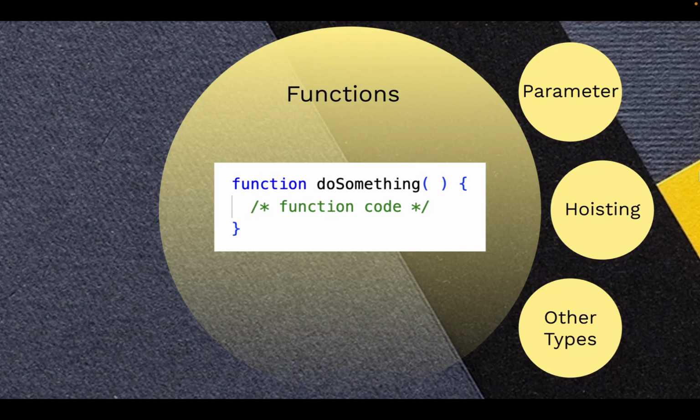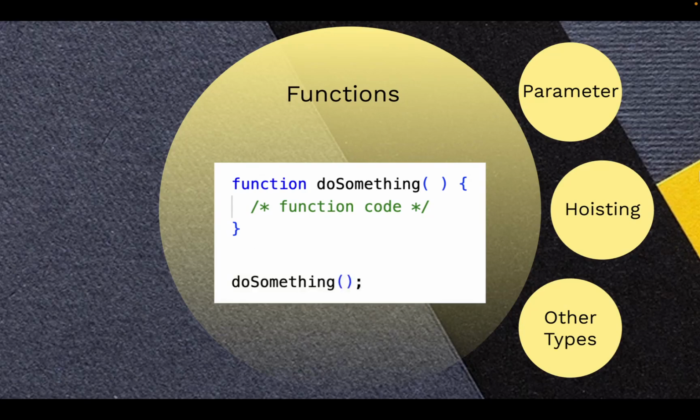Following the function name, you have parentheses that may or may not contain parameters. More on this later. This function doesn't have anything within the parentheses, so it has no parameters. Then within the curly braces is all the code that will run when the function is called. This is called a declared function.